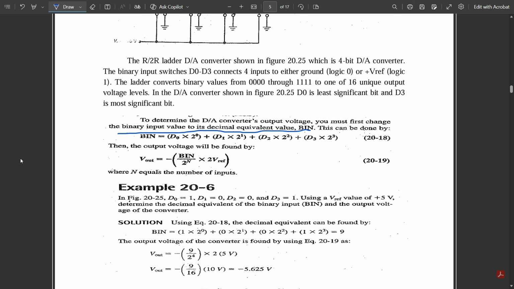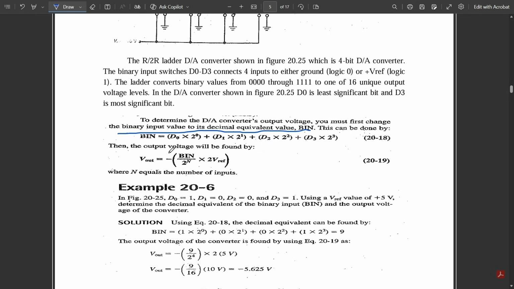This can be done by doing this: bin is equal to d naught into 2 to the power 0 plus d1 into 2 to the power 1. This is the basic binary to decimal conversion that you might be studying in digital electronics, right? That is the only formula we are using here: d naught into 2 power 0 plus d1 into 2 power 1 plus d2 into 2 square plus d3 into 2 cube.